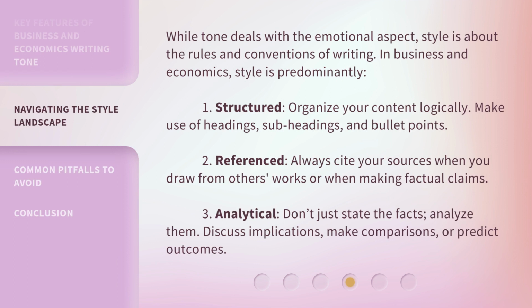While tone deals with the emotional aspect, style is about the rules and conventions of writing. In business and economics, style is predominantly: 1. Structured. Organize your content logically. Make use of headings, subheadings, and bullet points.